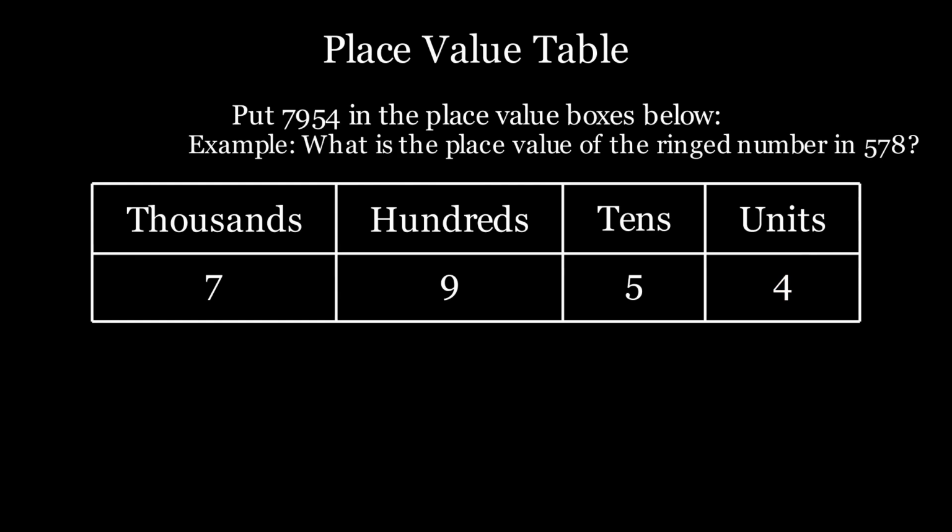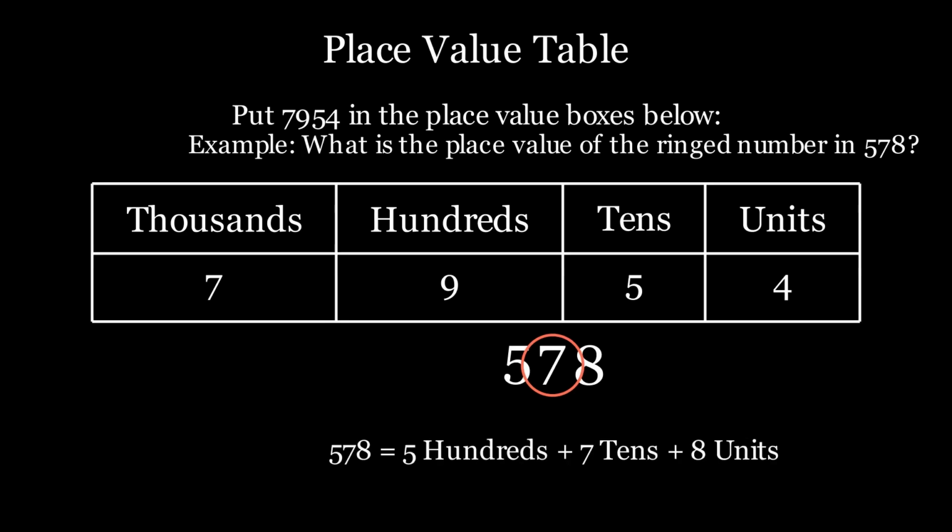What is the place value of the ringed number in 578? The ringed number is 7. In the number 578, we have 5 hundreds, 7 tens, and 8 units. Therefore, the place value of 7 is 7 tens, which equals 70.